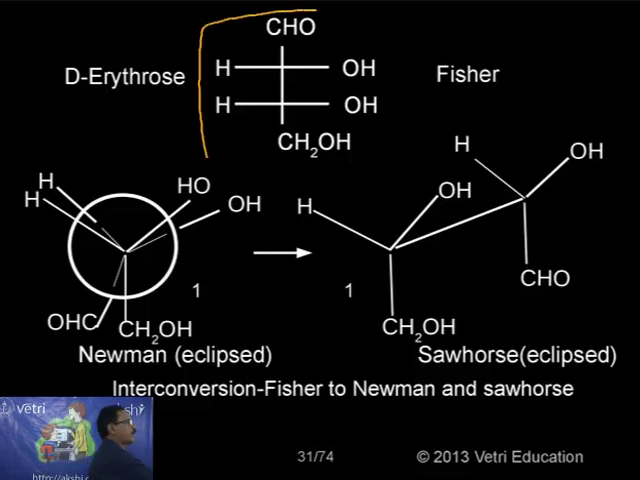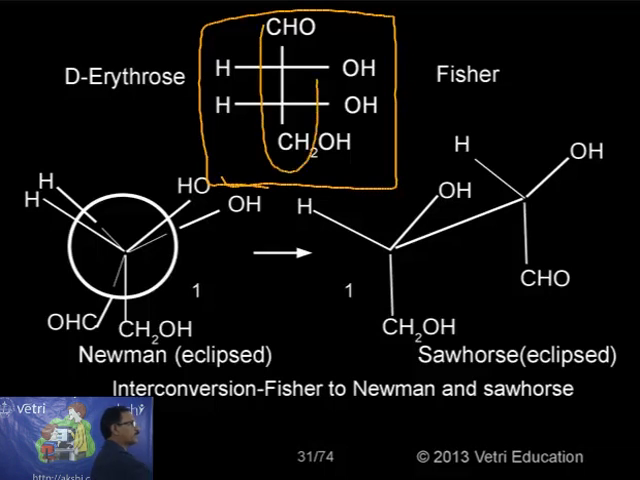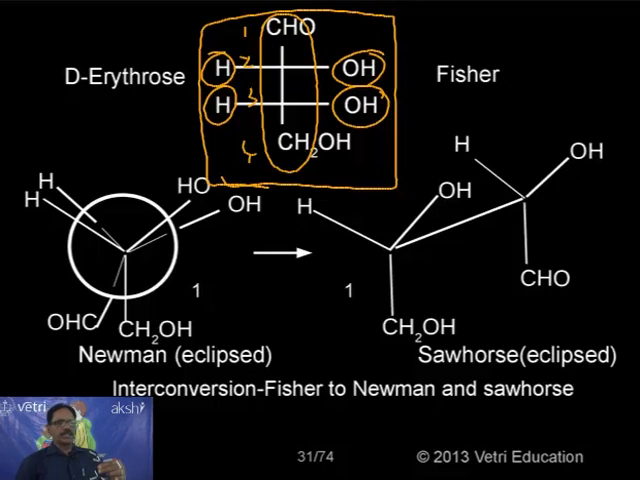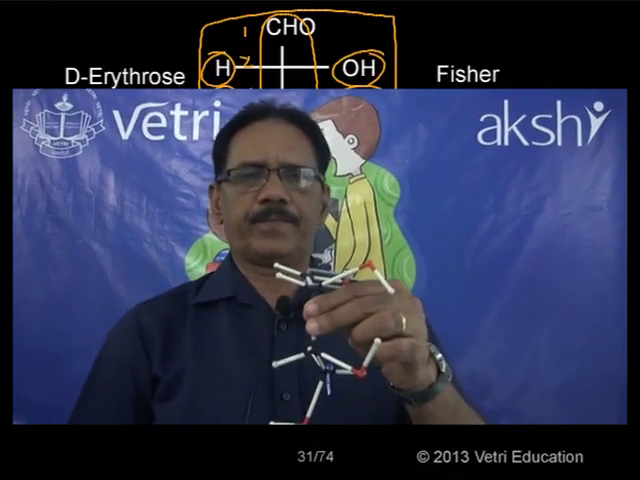This is Fischer projection. So these 4 carbon atoms, CHO, that is 1, 2, 3 and 4th carbon atom, they are lying in the vertical positions, whereas this H in the second, this OH in the horizontal, this H and this OH in the again horizontal position pointing toward the observer. So now I will show this model, D-erythrose model. Just see, this is the model.